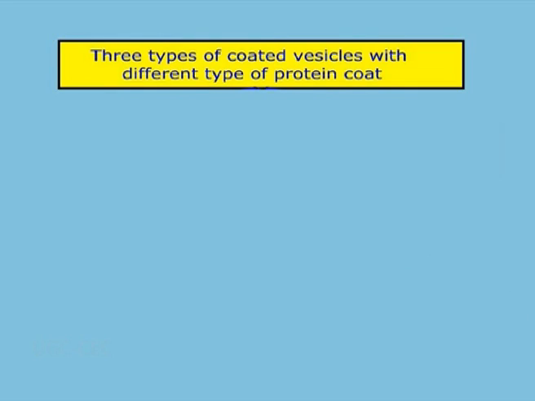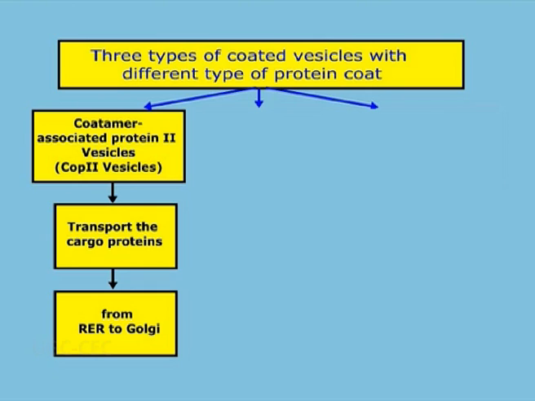Three types of coated vesicles have been characterized, each with a different type of protein coat. Each type of vesicle transports cargo protein from particular parent organelles to particular destination organelles. They are COP2, or coatomer associated protein 2. These vesicles basically transport the cargo proteins from the rough endoplasmic reticulum to the Golgi complex.